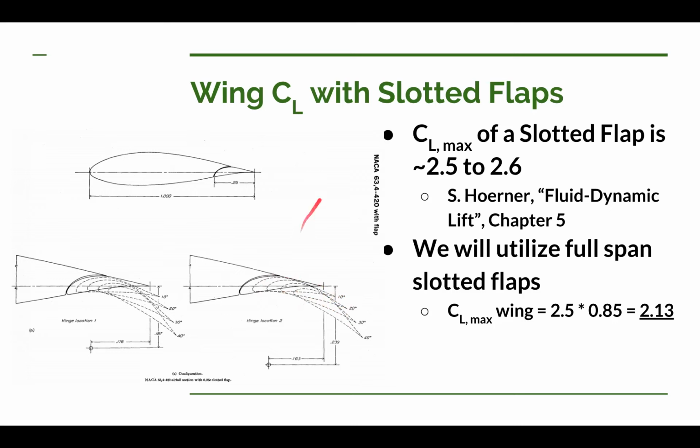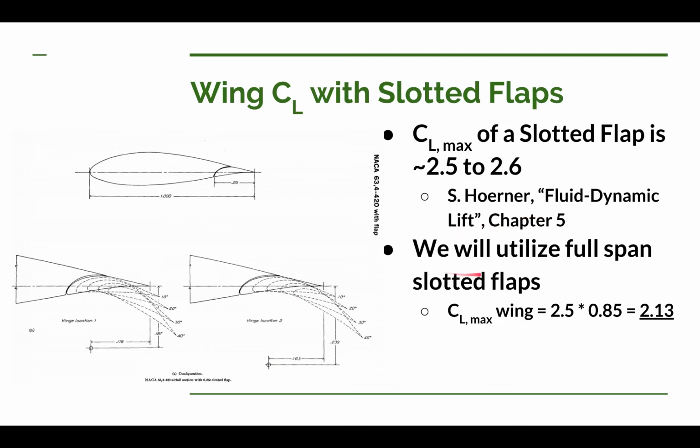Well, how much lift can we get out of this? With a slotted flap with a simple hinge, we can get somewhere between 2.5 to 2.6 for maximum coefficient lift. It's closer to 2.5 if we use a simple hinge. If we use a more complex hinge mechanism, we get closer to 2.6. And of course, you can get that information from Horner.